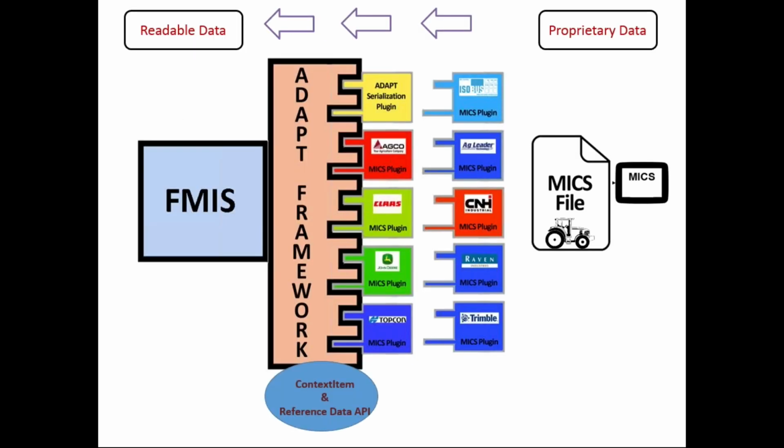So first, I want to give this overview of how ADAPT works when you are trying to transform the data from a proprietary format into a usable format within an FMIS. You start with the proprietary data that exists on the equipment display within the machine, and through an offline capability of the ADAPT plugin, you run it through the ADAPT framework with a series of plugins.